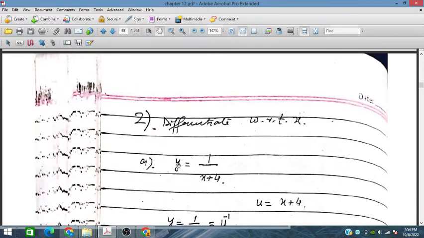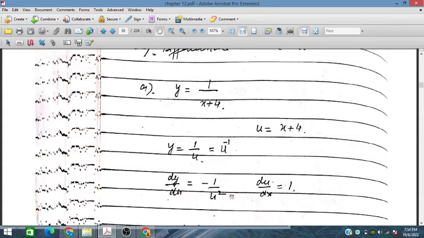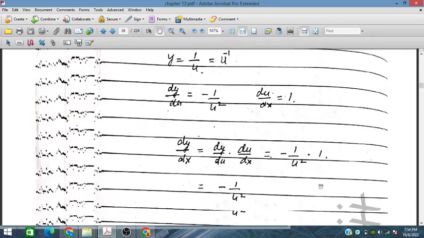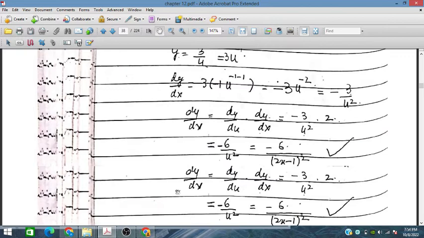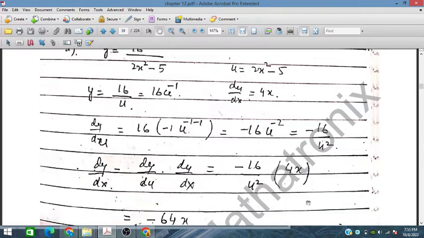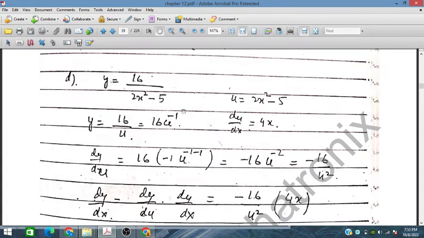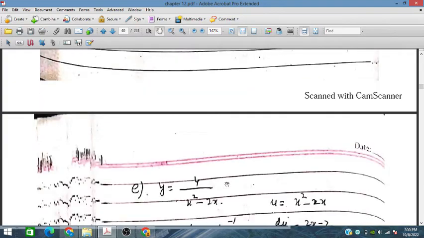Differentiate with respect to x, so y is equal to 1 over x plus u. This is u, so we find dy by du and du by dx, which is 1. Using the chain rule, in place of u place this value. Similarly for this one, this is u, so we find du by dx. Applying the chain rule, in place of u put the value of u here. This case is easy.